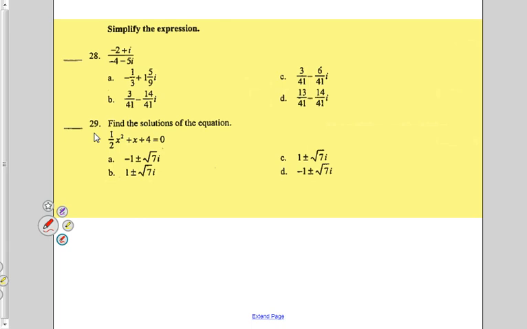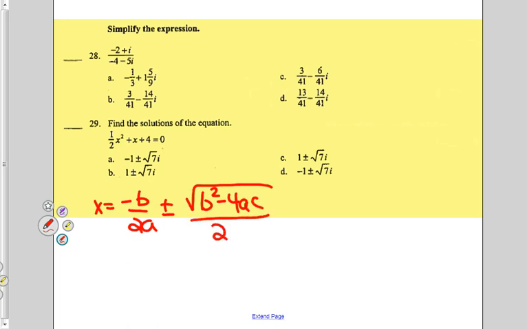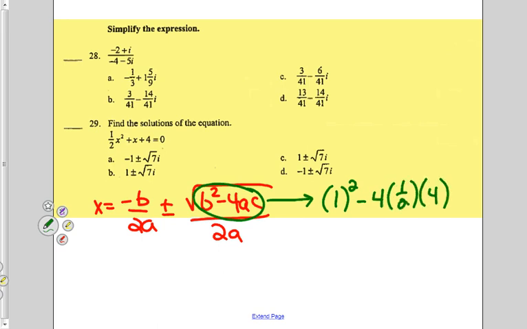So let's go ahead and use x equals negative b over 2a plus or minus the square root of b squared minus 4ac over 2a. Do you remember when we did this, we would do the discriminant first? We did the b squared minus 4ac first. Remember that? So b squared minus 4 times a times c. 1 minus 8 is negative 7.